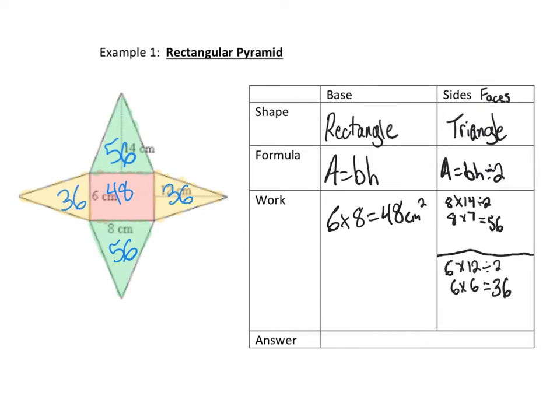And now I need to add up. So I have 48 for the base plus 56 plus 56 plus 36 plus 36. For time purposes, I'm just going to add it up for you. That is 232 centimeters squared. It's still surface area, so we still have to have that unit squared at the end.